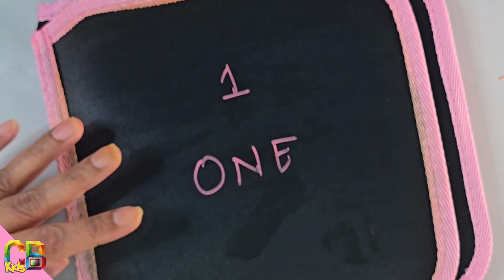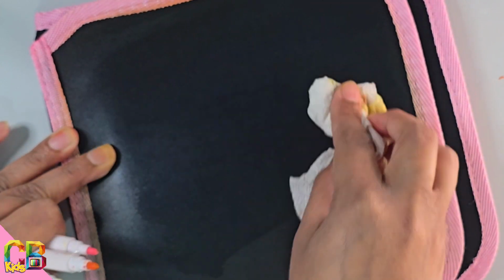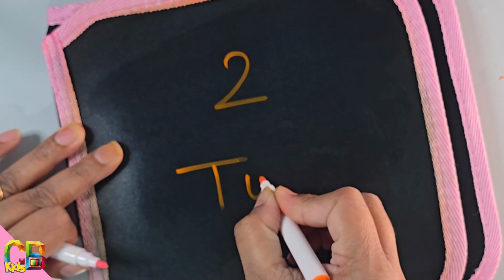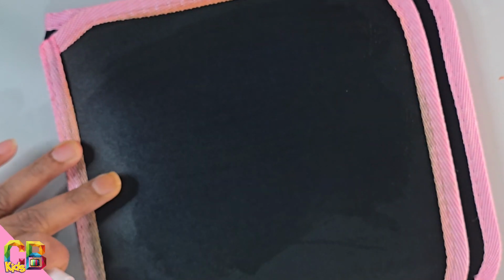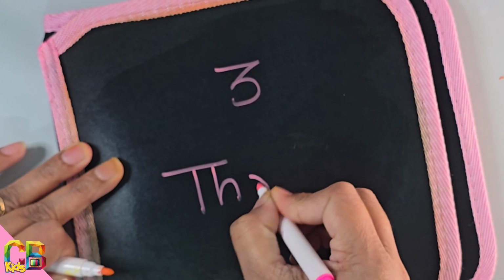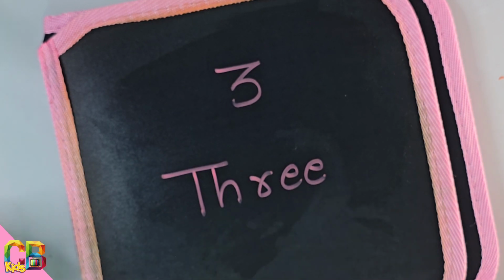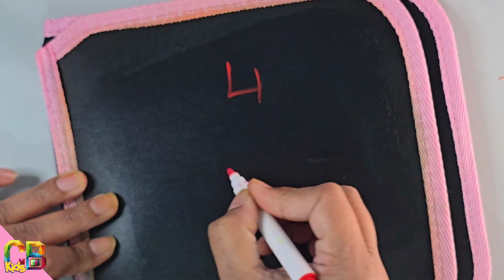O-N-E, 1. Okay, now let's write another number which is 2. T-W-O, 2. Okay. Now let's write another number which is 3. T-H-R-E-E, 3.